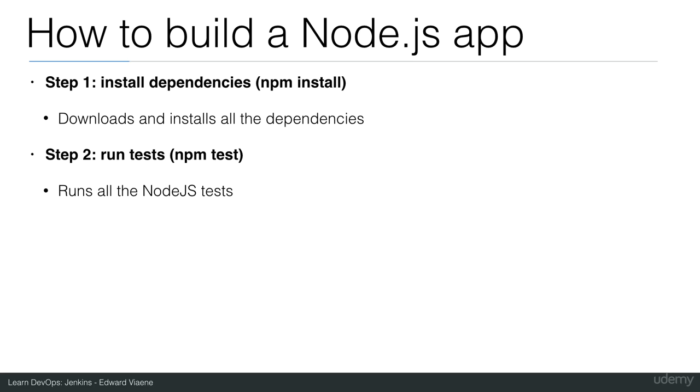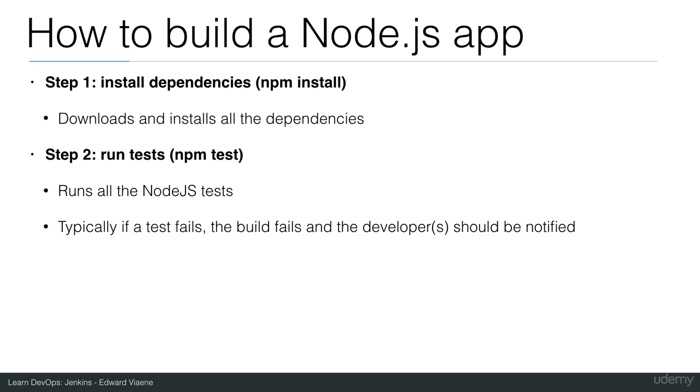Those tests first need to be developed by the developer or the QA team, and then npm test can test whether those tests all pass. If no tests have been written, then you don't need to execute npm test. It's only when you have tests written. Typically, if a test fails, the build fails and developers should be notified.